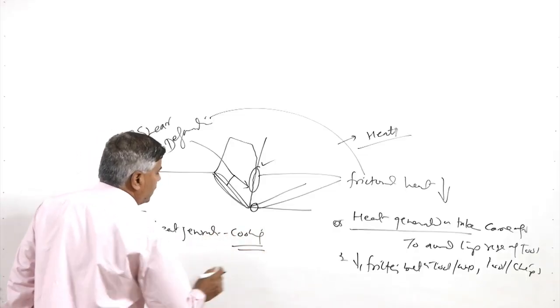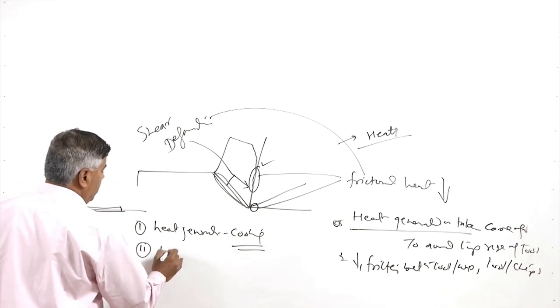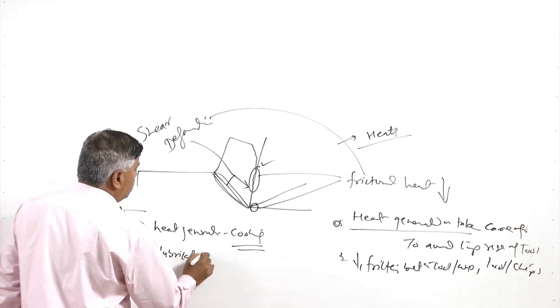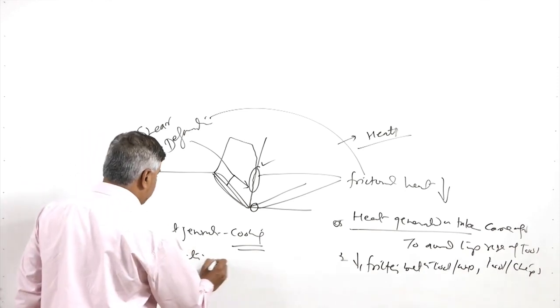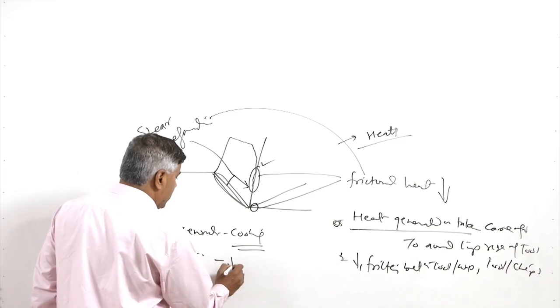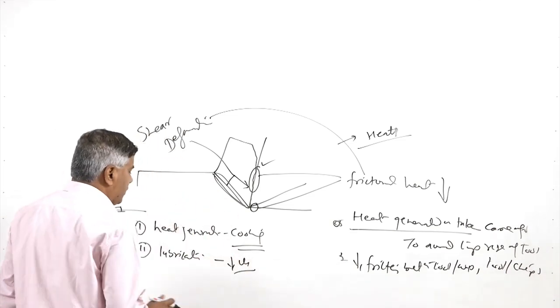and for this purpose we need to use the cutting fluid for the cooling purpose, and another is the lubrication at the tool chip interface as well as tool and workpiece interface, so that the friction between the tool and workpiece and chip and tool can be reduced.